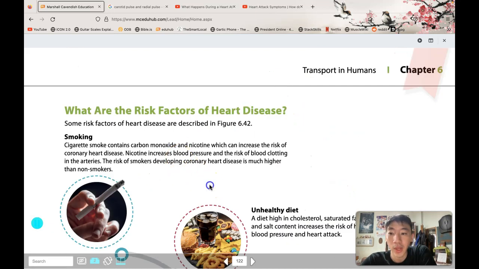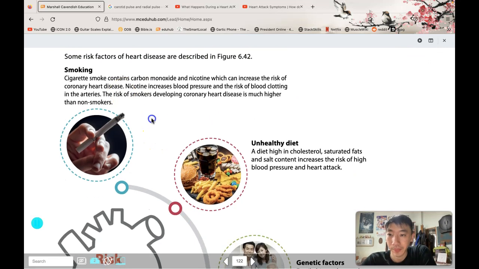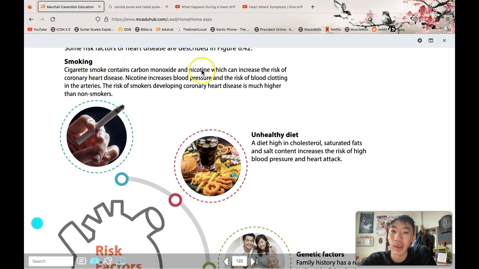Okay, so what are the main risk factors in heart disease? Smoking. Smoke contains carbon monoxide and nicotine, and these two chemicals can increase the risk of coronary heart disease. Nicotine will increase blood pressure and the risk of blood clotting in the arteries. And the risk of smokers developing coronary heart disease is much higher than non-smokers. Okay, so you might be wondering, like, why, right? How does it work? The nicotine causes blood clots. It thickens your blood. And so when your blood is thicker, your blood pressure goes up. When the blood pressure goes up, there's more damage towards the coronary arteries, there's a higher chance of a blood clot happening. And so once a blood clot happens, then it will become 100% blocked.